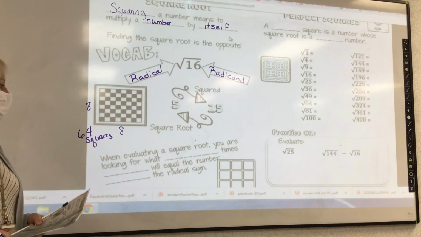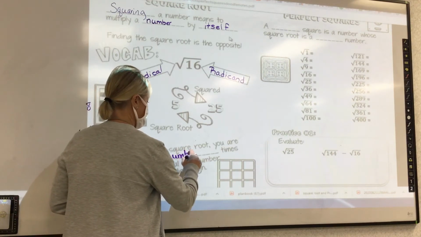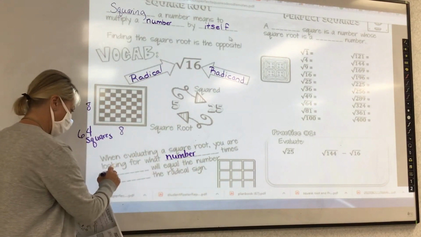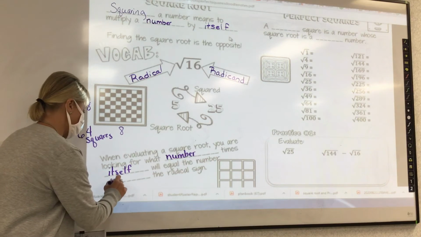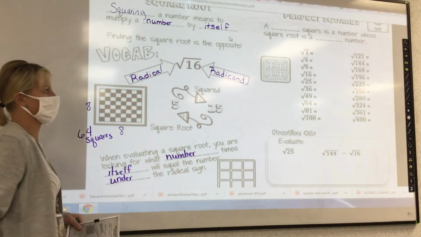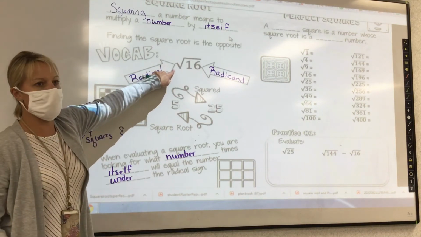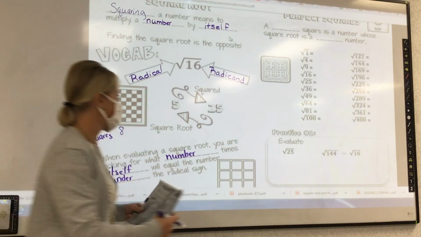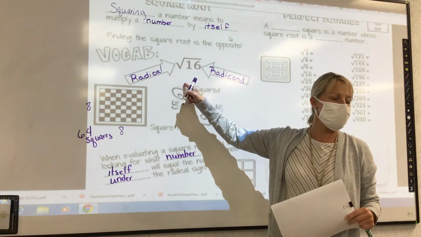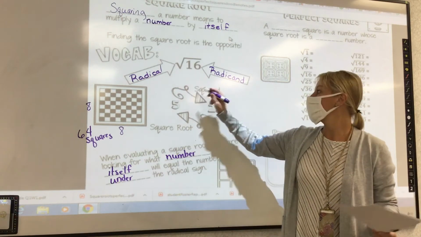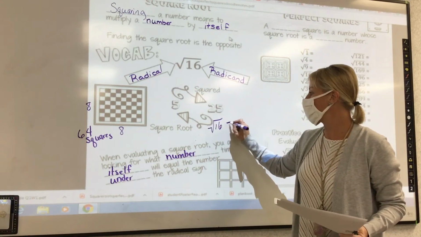When evaluating a square root, you are looking for what number times itself will equal the number under the radical sign. And remember, this is the radical sign. So it's like saying, what times itself gives me 16? Four. Because, and I want you to write this here, the square root of 16 equals 4.